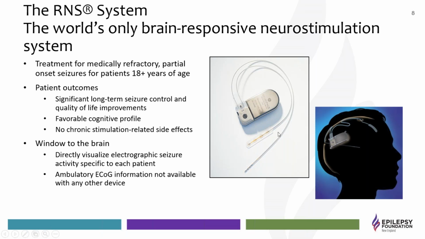Now, the amazing thing about this is that this little generator, it's not turned on sending electrical pulses every hour of the day like the VNS one. This one is sitting there and monitoring the person's brain activity. It's like their own little personal EEG. And when the device senses a seizure starting in an area, it turns itself on and it sends a pulse down that electrode to interrupt the seizure and stop it from happening.